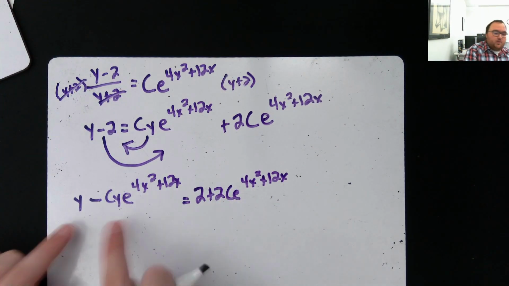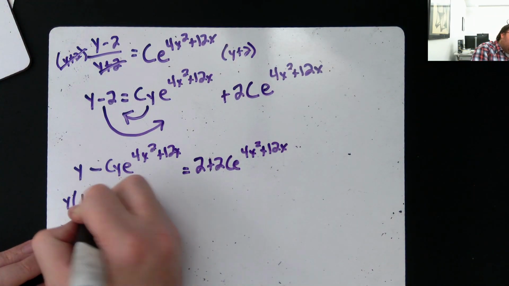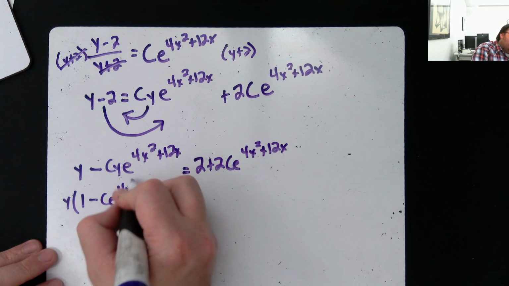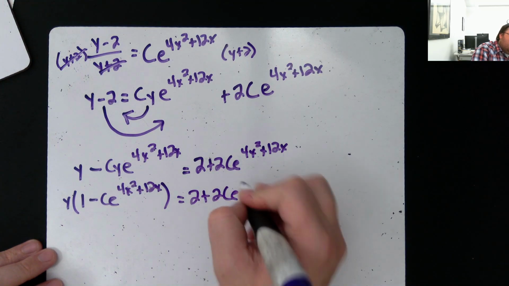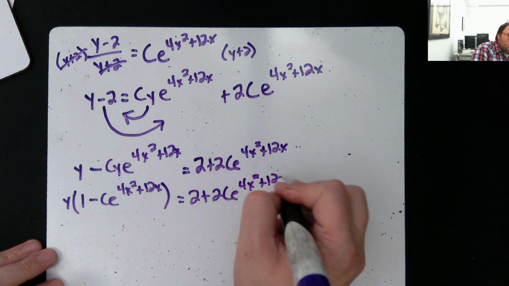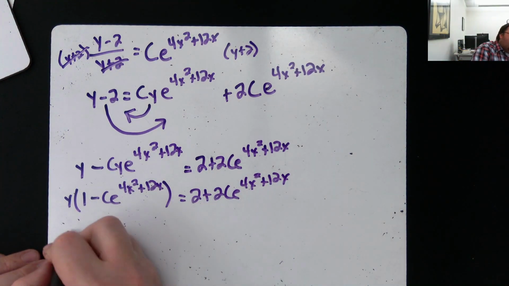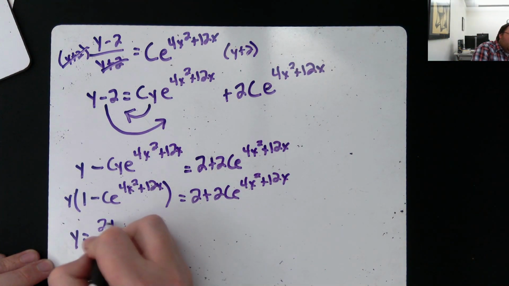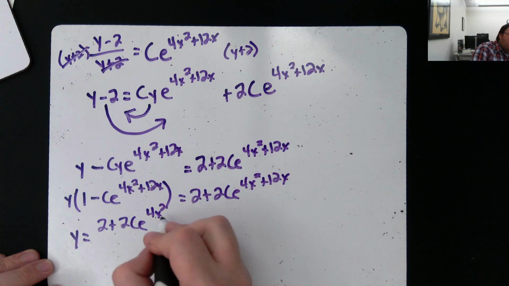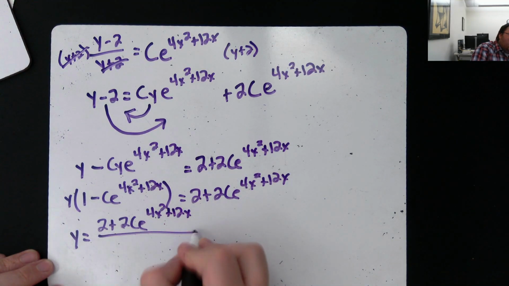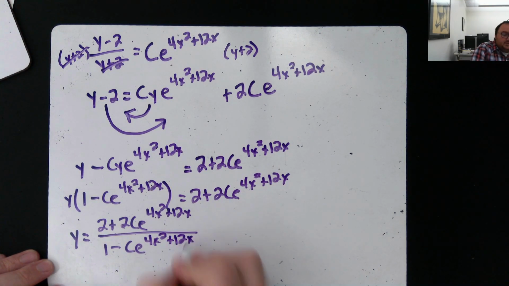Both of these have a y, so factor out y. It gives me 1 minus c e to the 4x squared plus 12x. And then I can just divide by this guy. So y equals 2 plus 2c e to the 4x squared plus 12x over 1 minus c e to the 4x squared plus 12x.